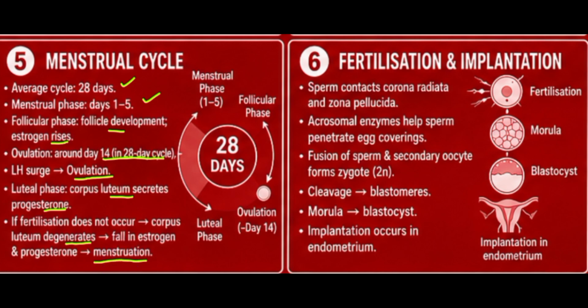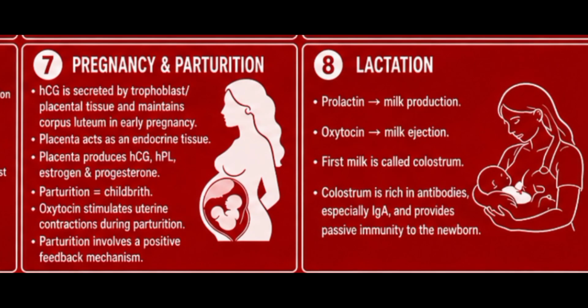Then fertilization and implantation. Sperm comes in contact with corona radiata and zona pellucida. Then acrosomal enzymes help sperm penetrate egg coverings. Fusion of sperm and secondary oocyte forms a diploid zygote. Then cleavage occurs, that is the division to form the cells, the blastomeres. It develops into the morula stage where it enters the uterus. Then it becomes the blastocyst. At this stage, implantation occurs in the endometrium. So implantation occurs at the blastocyst or blastula stage.